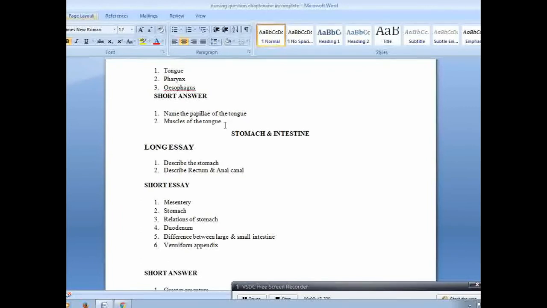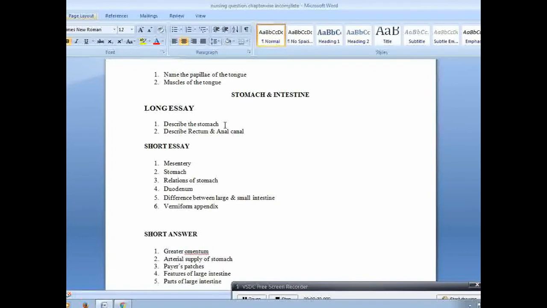Muscles of the tongue, extrinsic muscles are there, intrinsic muscles are there. Extrinsic muscles nerve supply, intrinsic muscles nerve supply, actions of the muscles, which muscle is known as the safety muscle of the tongue. Explain all those things. Stomach and intestine. Describe the stomach.